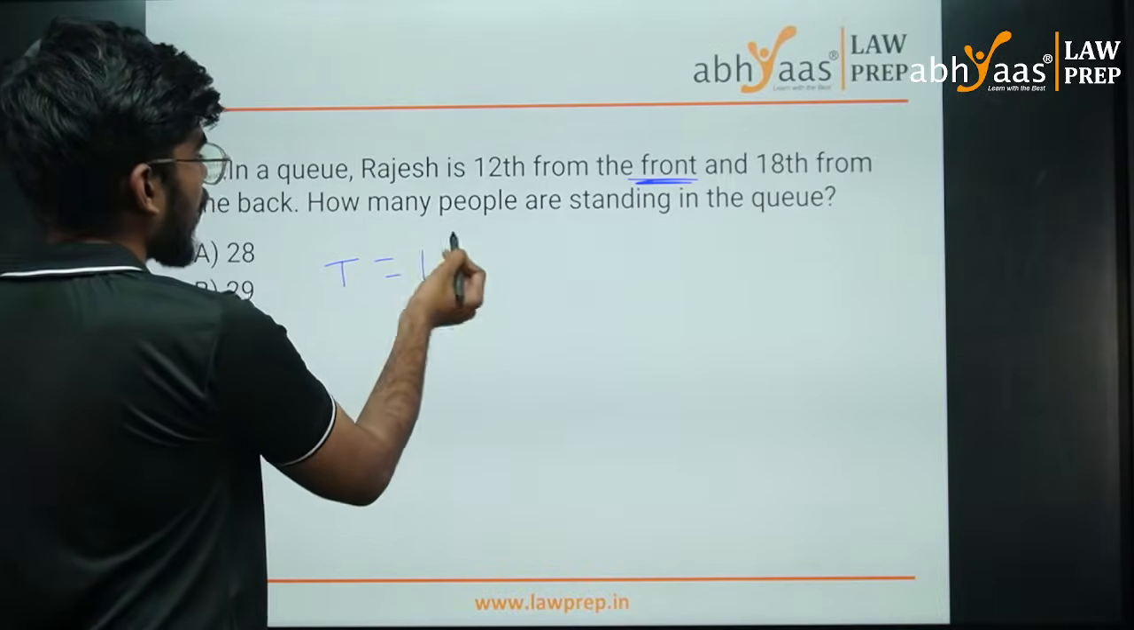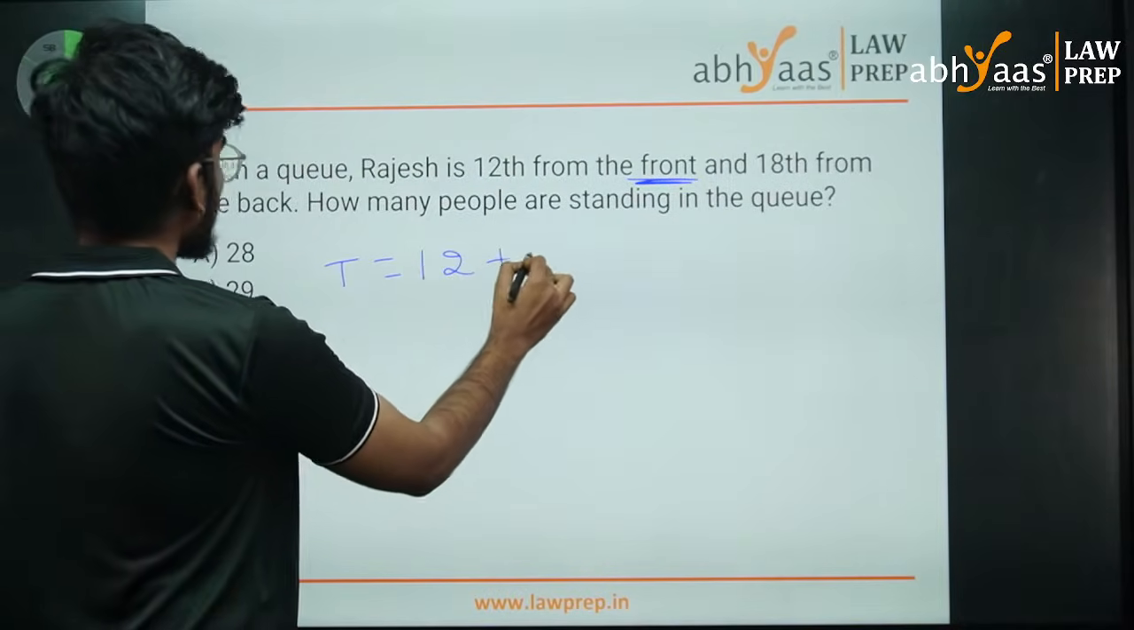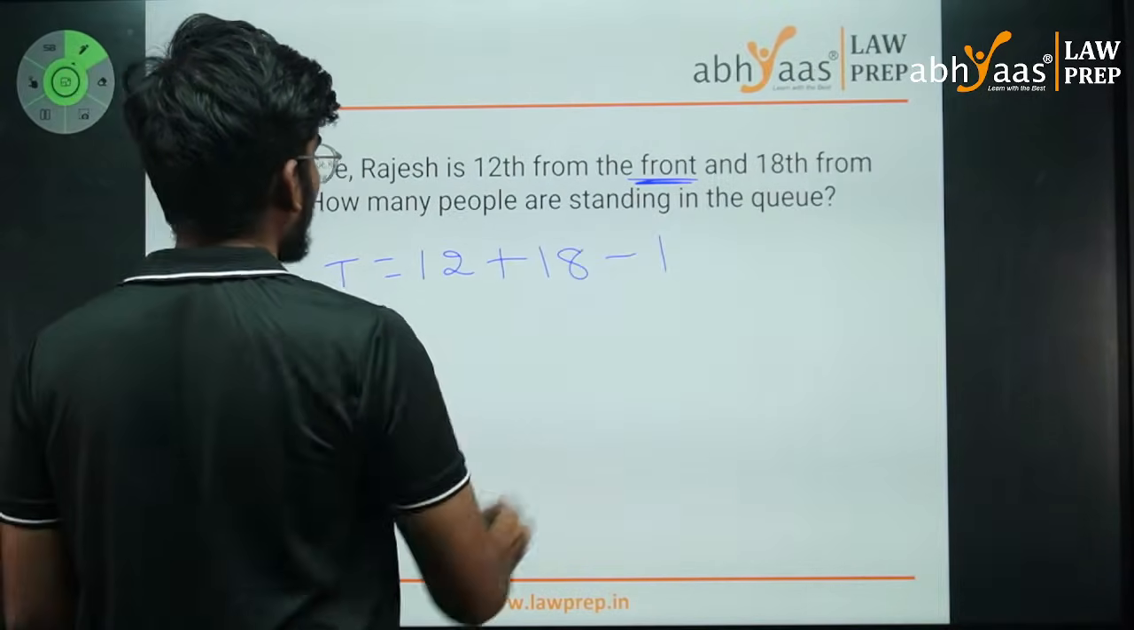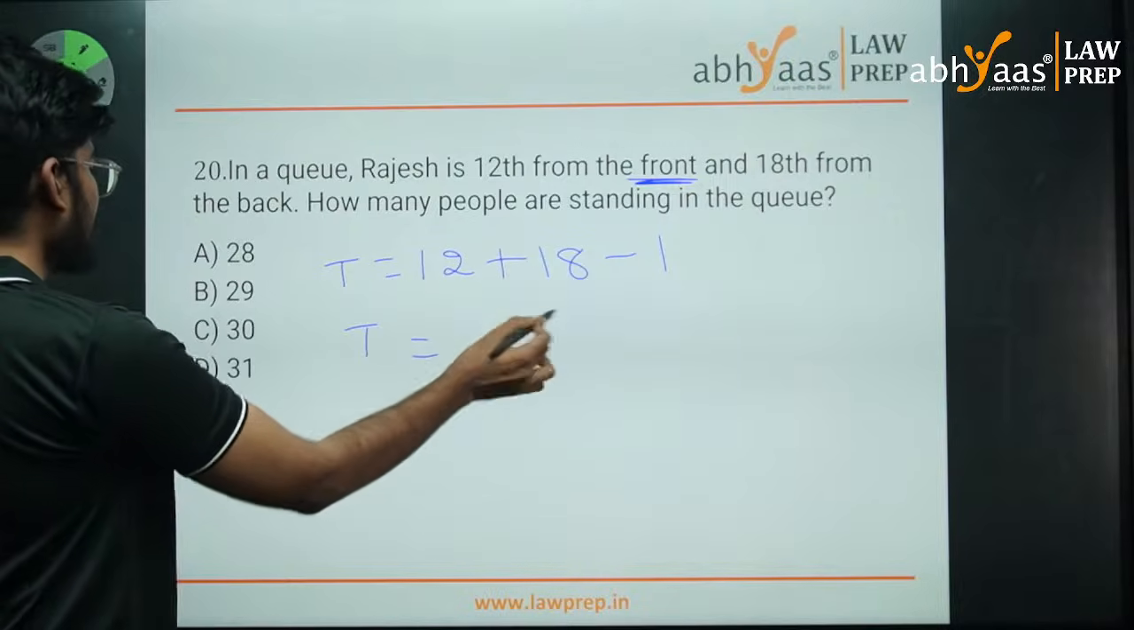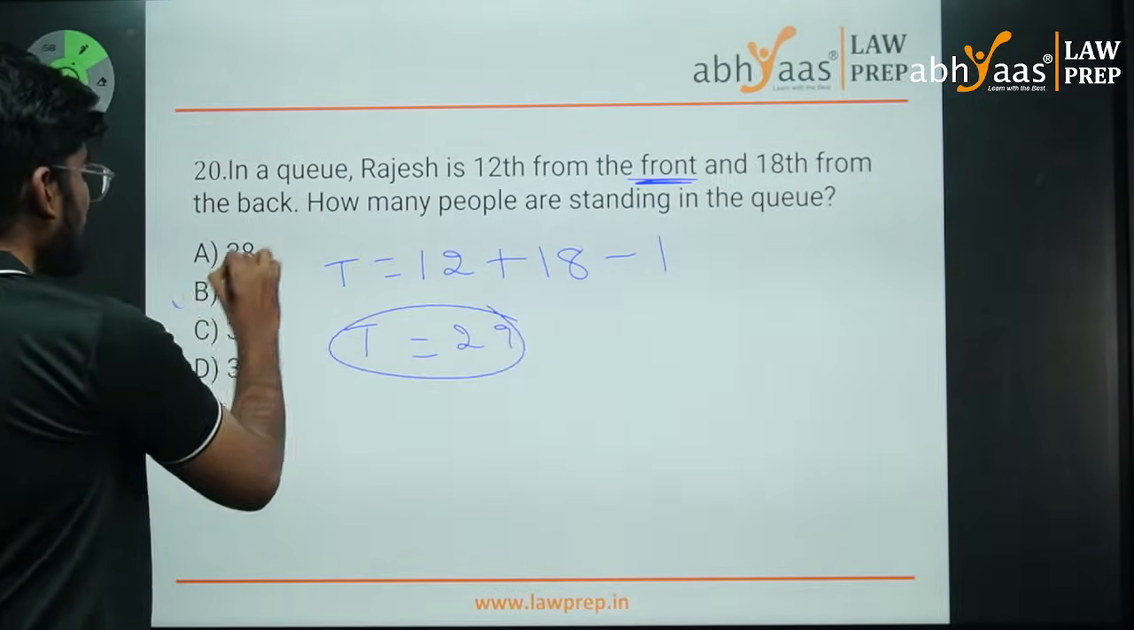From the front he is 12th and from the back he is 18th, minus 1. How many people are standing in a row? 30 minus 1, it is 29. So straight away option B is the answer.